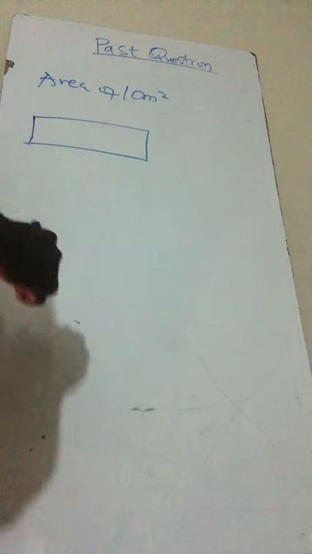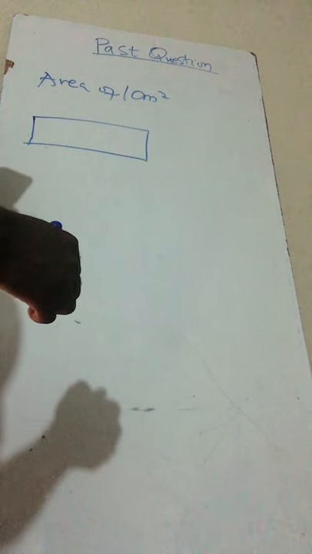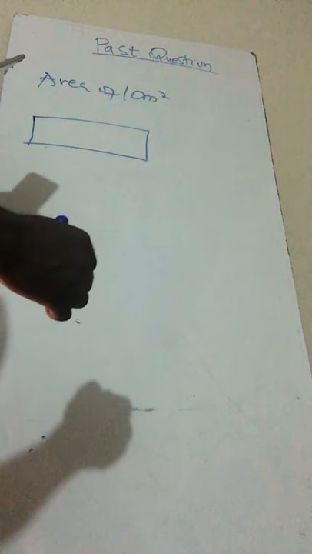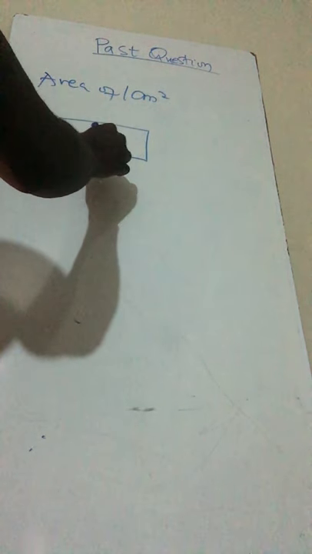Question number 16. Now if you look at question number 16, it says that given that a gallon of emulsion paint can be used to paint an area of 10 meters square. How many gallons will be needed to paint a rectangular back wall of a classroom 6.5 meters wide, and then 4 meters high.